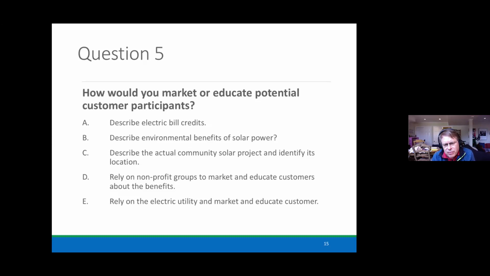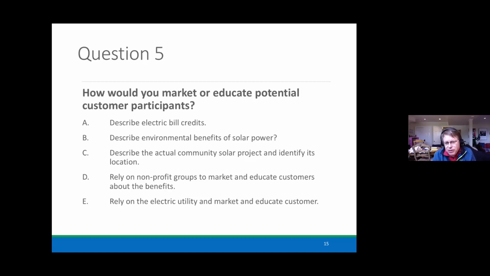Rely on nonprofit groups to market and educate customers about the benefits, right? You may have more trust in a nonprofit group that's not motivated by financial incentives, but rather is motivated by some altruistic issue, serving the needs of low and moderate income groups, meeting climate challenges by providing more access to community solar. That type of motivation may be motivating these nonprofit groups. Certainly, maybe they're more believable.